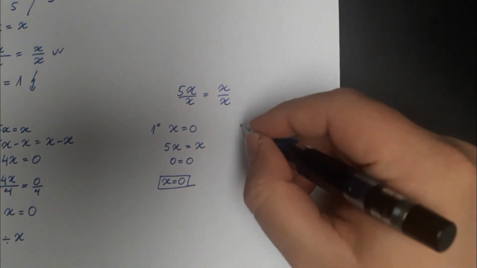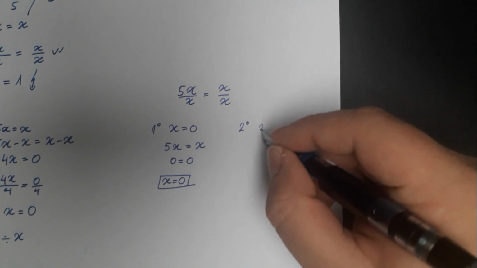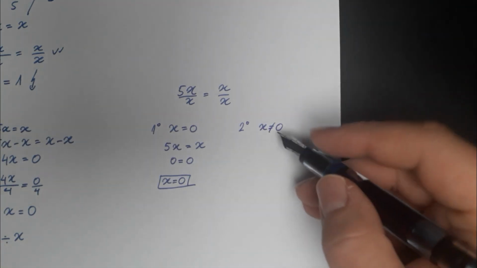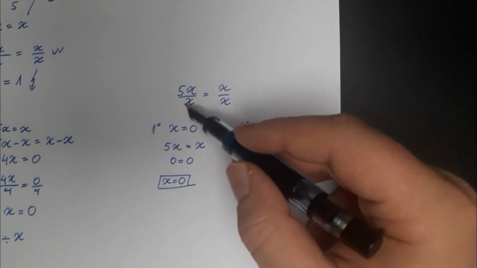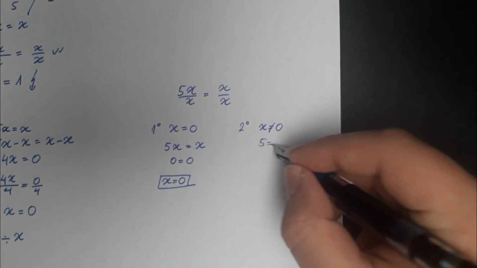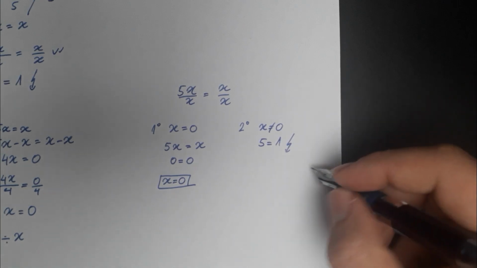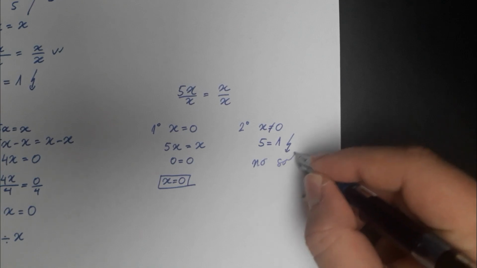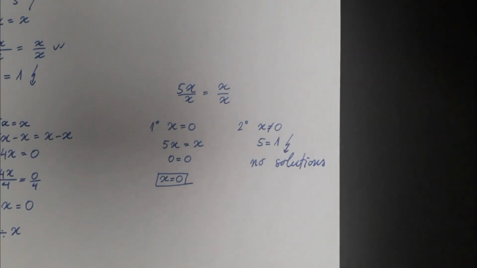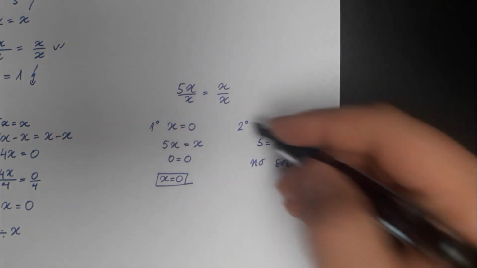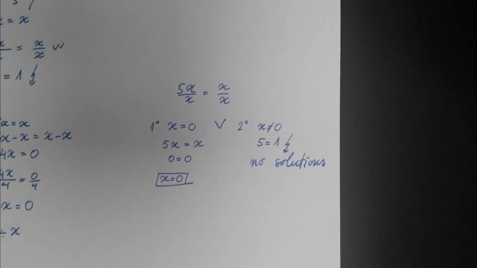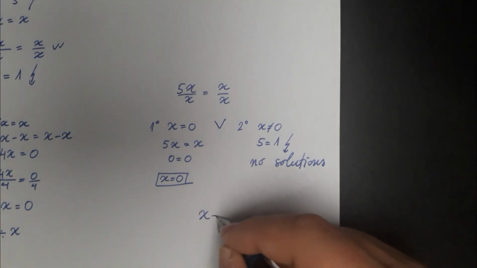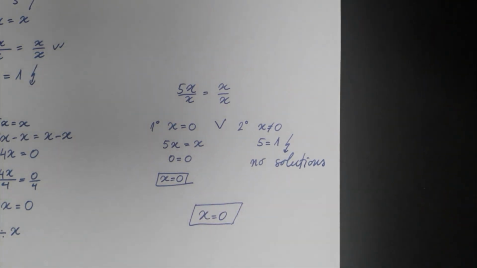And in the second case, we would get that there are no solutions for x different than 0. So if x is different than 0, you can cancel out x's, you get that 5 is equal to 1, and that is a contradiction. That is why there are no solutions. Remember that in this approach we have a logical connector OR between these two cases. This is going to give us a union of the solutions found in those two cases, and that is finally going to leave us with x being equal to 0 as the only solution of this equation.